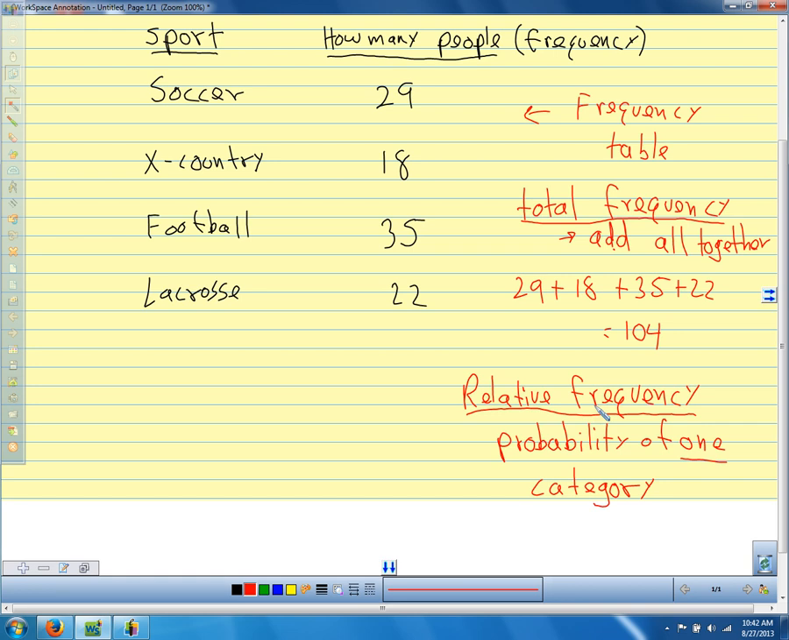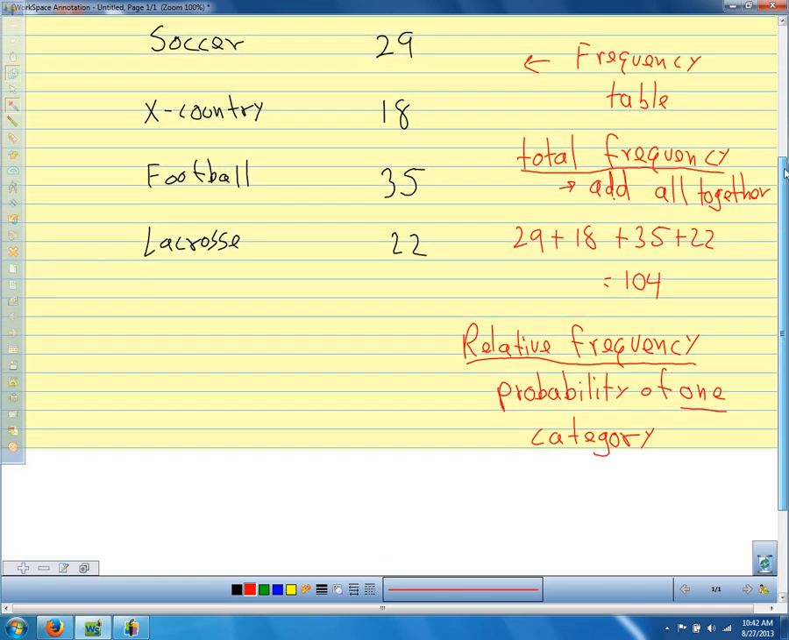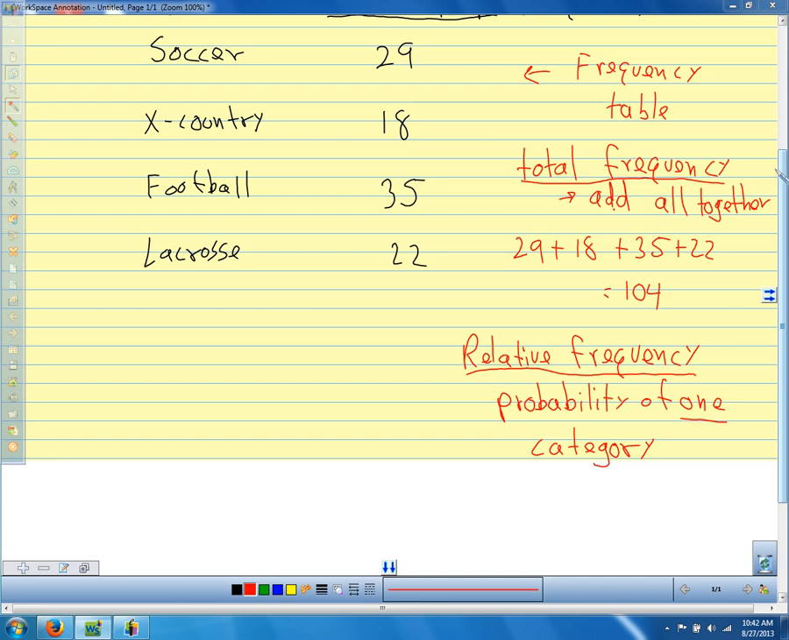So to find the relative frequency, we just divide, we use our probability. The favorable is whatever the category is, and the total is the total frequency. So this equals the number in the category divided by the total. That's all we have to do.